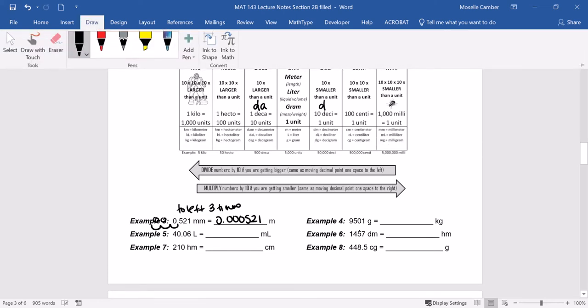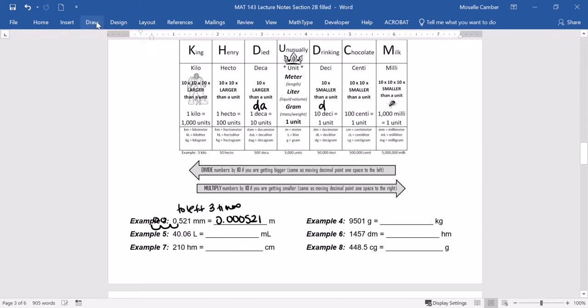Now, for example 4, we have 9501 grams. We want to go to kilograms. So now we are starting with just a basic unit because there's no prefix, and we're going to kilograms. So again, we're going to go left 3. So for a whole number, the decimal point is at the end. So again, we're going to go left 3, 1, 2, 3. So we have 9.501 kilograms.